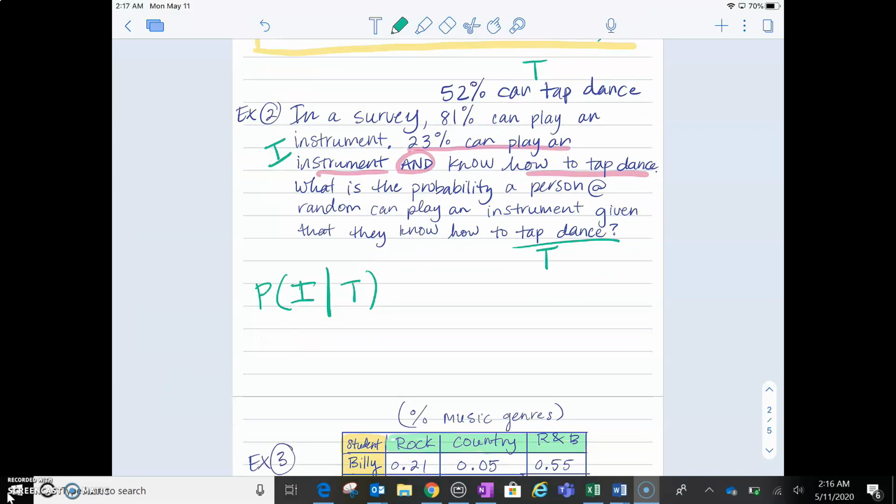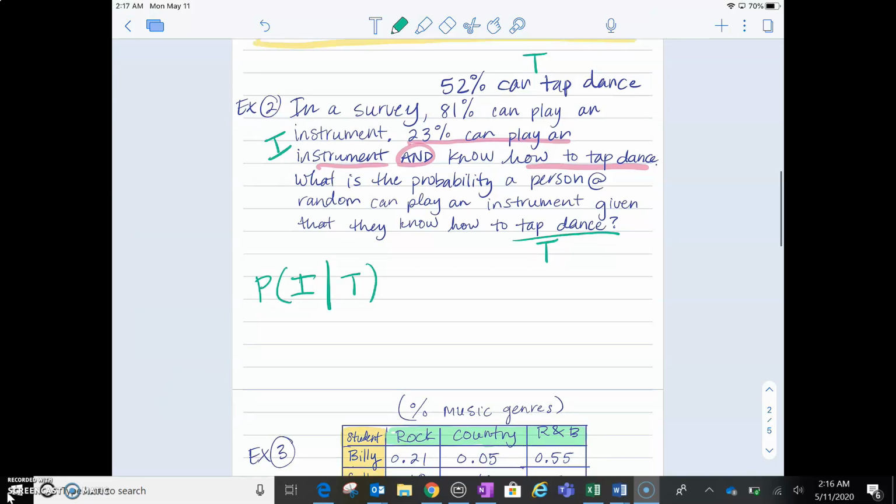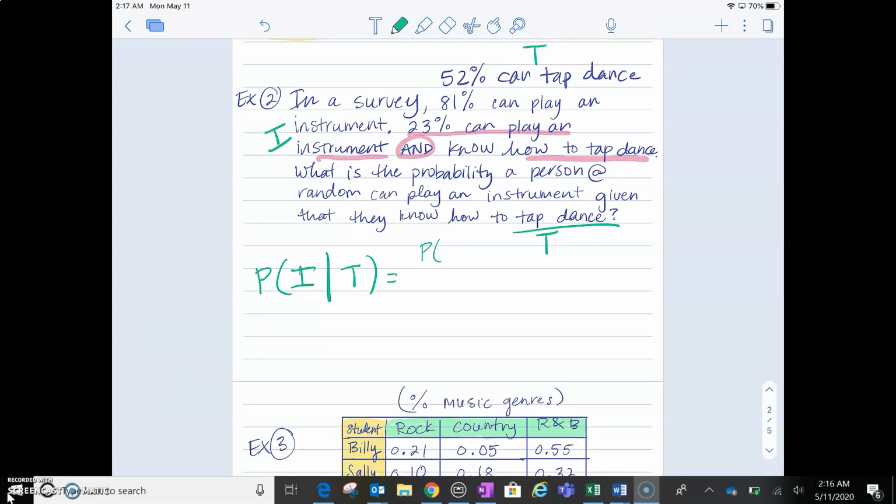We want the probability that a person can play an instrument given that they know how to tap dance. So if this is our notation, instrument given that they can tap dance, the formula is the probability of I and T, so both of them, divided by the probability of T. The one on the bottom is always your condition, or your given, and it's always the one that is second in your notation.